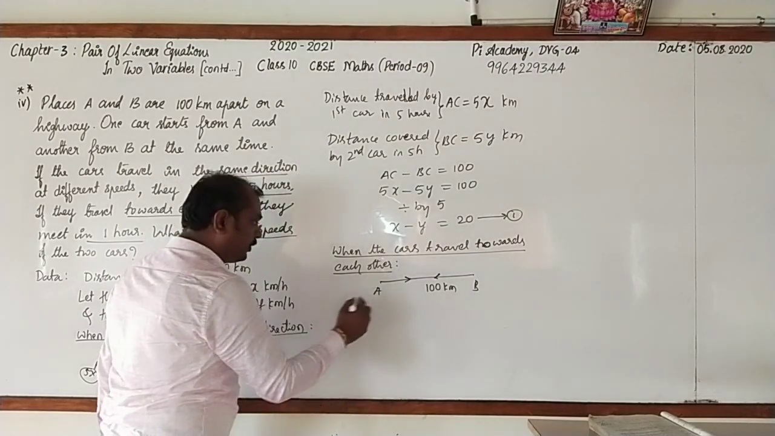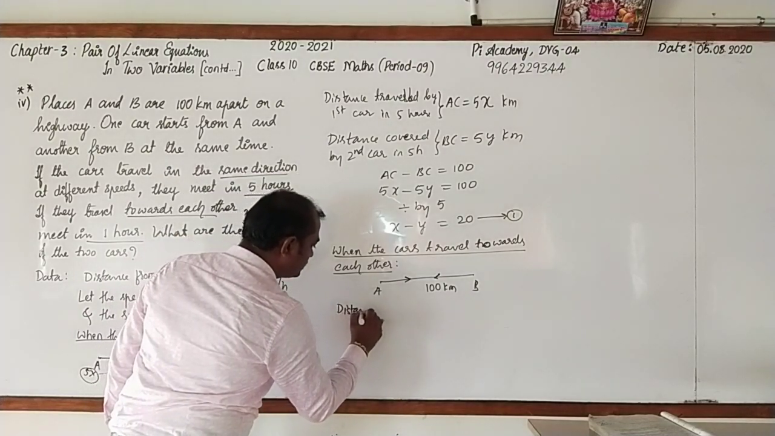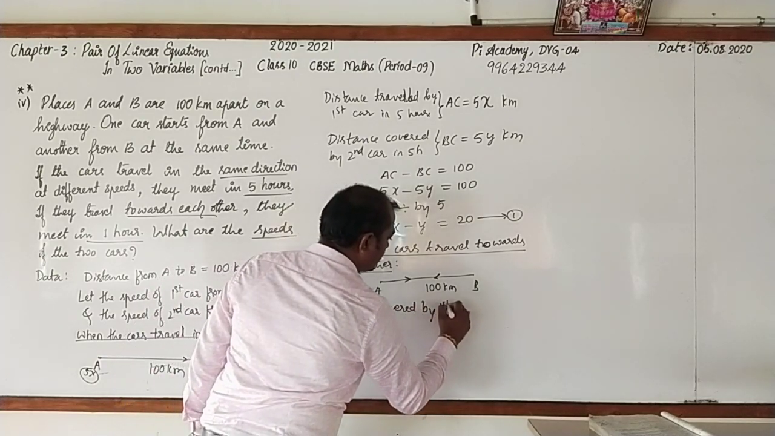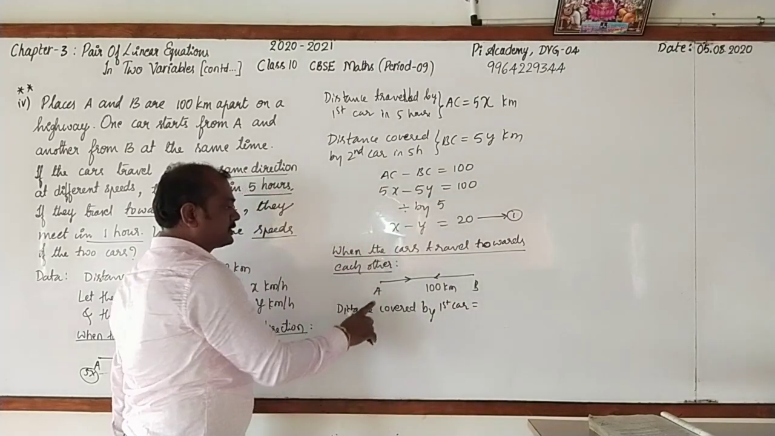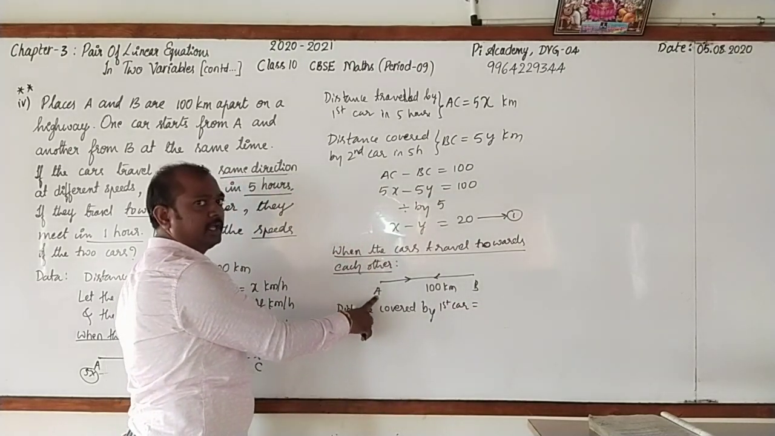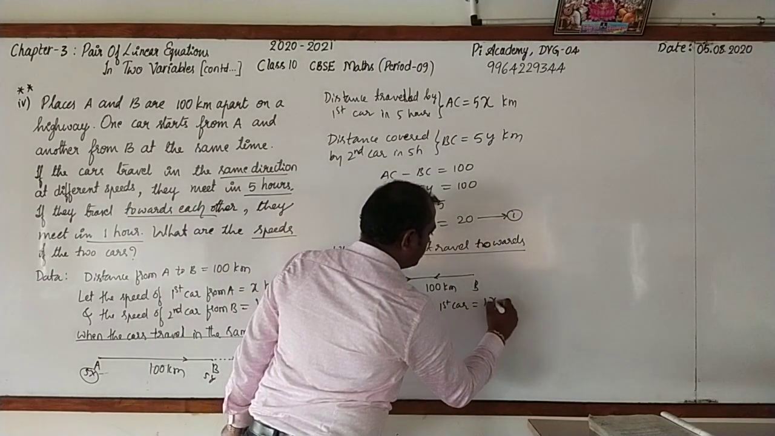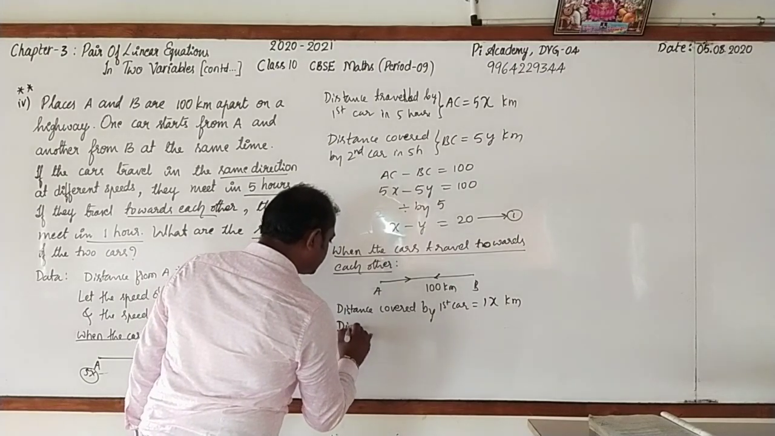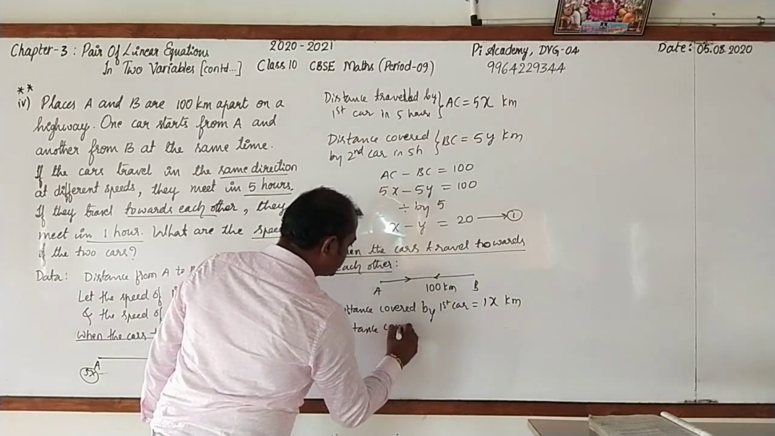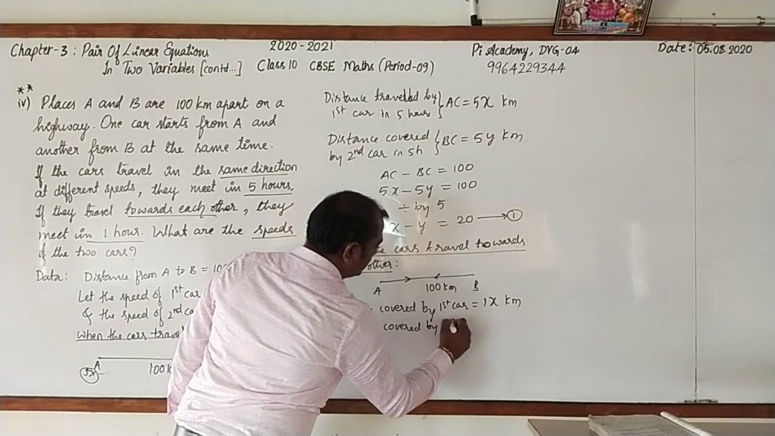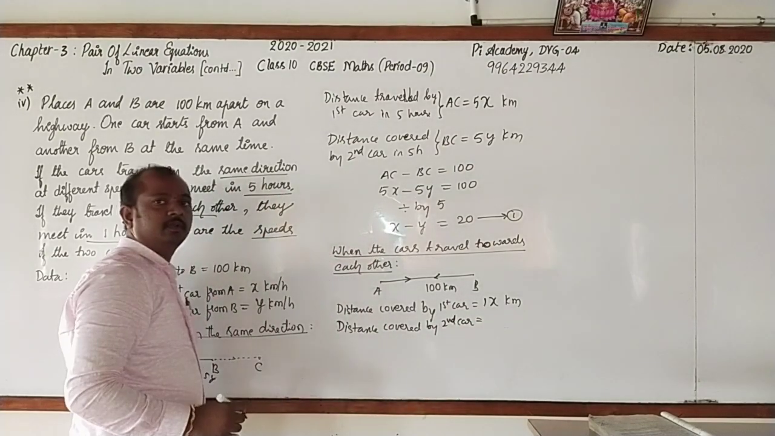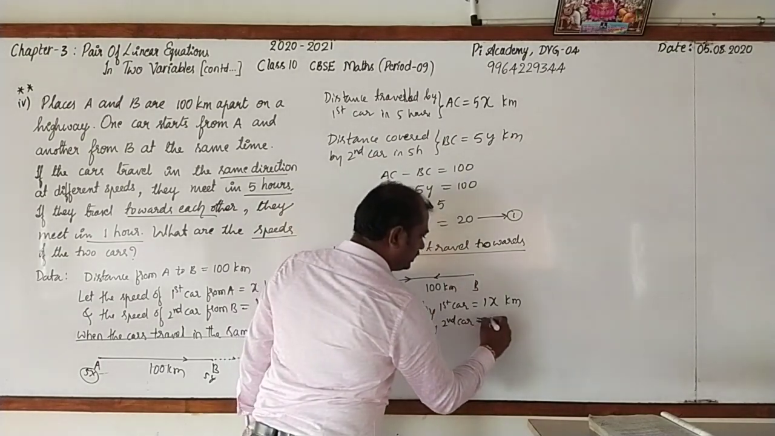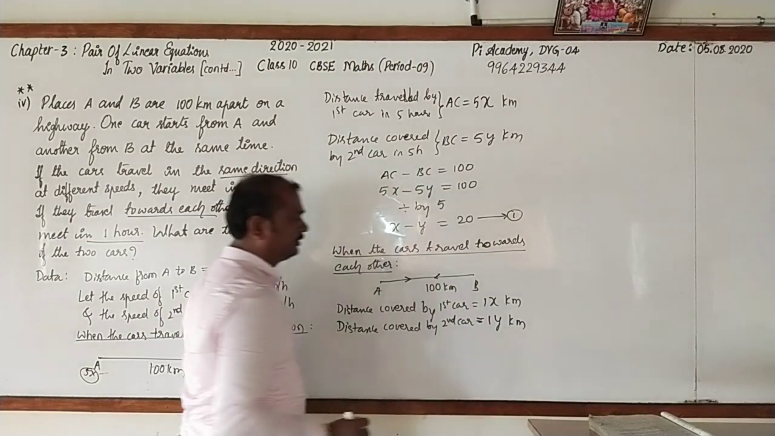Got it? In 1 hour, could you tell the distance covered by the first car? Its speed is x kilometers per hour, time taken 1 hour, it is just 1x kilometers. Understood? Similarly, the distance covered by the second car, both will meet in 1 hour. So it is 1y kilometers. Did you understand?